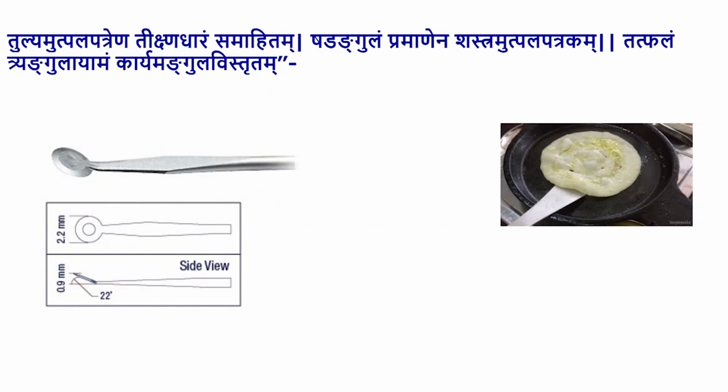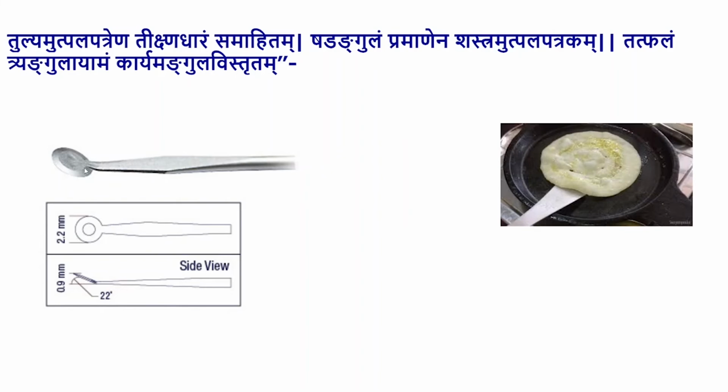Utpalapatrena Tulyam Utpalapatrena, Tikshnadharam Samahitam, Shadangulam Pramanena, Shastram Utpalapatrakam. Utpalapatra is a circular knife with a circular edge. Now this again is used in the surgery wherever there is a need to have a slice of the tissue, particularly when you dissect the fat tissue. Often this kind of instrument is used when there is a need to dissect the fascia, similar to the fascia knives.